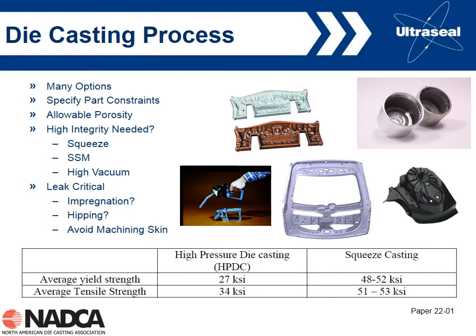Here's a couple more types of castings. The upper right is a decorative casting. It's got the surface coating to provide the color. No real porosity concerns here. Don't need to look at a high integrity die casting process, but we do need to make sure that the porosity is not totally out of control. But we do obviously need to provide a good surface finish, so conventional high pressure die casting is ideal for this type of part.